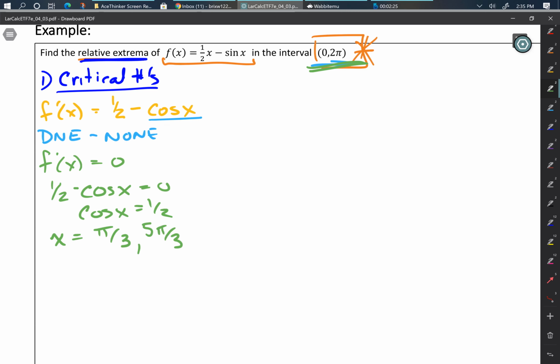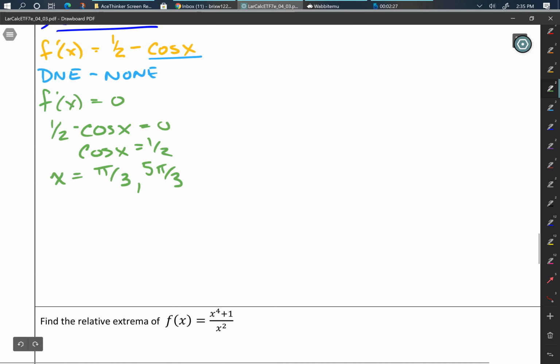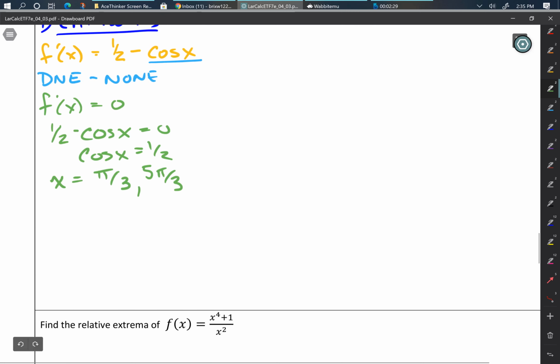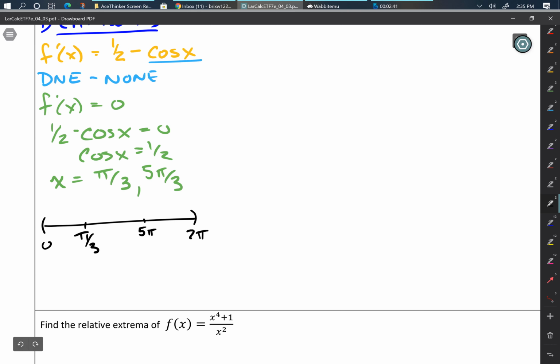All right, so I found two critical values. So now I'm going to check my intervals and see what's going on. Now if I draw my number line like I do, I know that I'm starting at 0 and stopping at 2 pi. I have a critical number at pi over 3, another critical number at 5 pi over 3. I know this is not to scale, but I'm just drawing it out so I can see what I'm looking at. And it looks like I have 3 intervals to test and 2 critical values there.